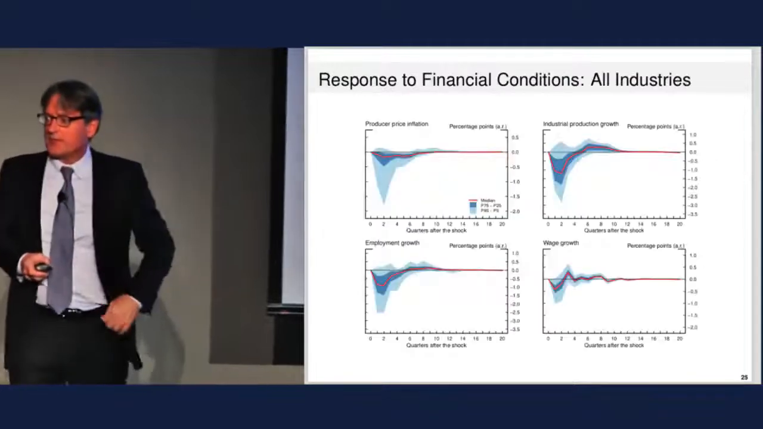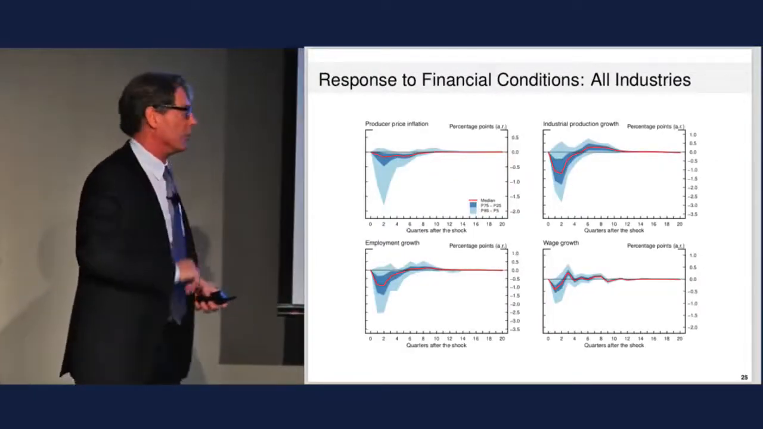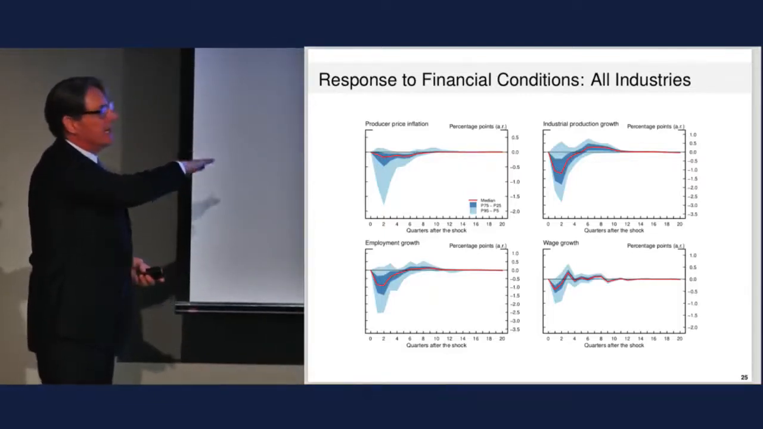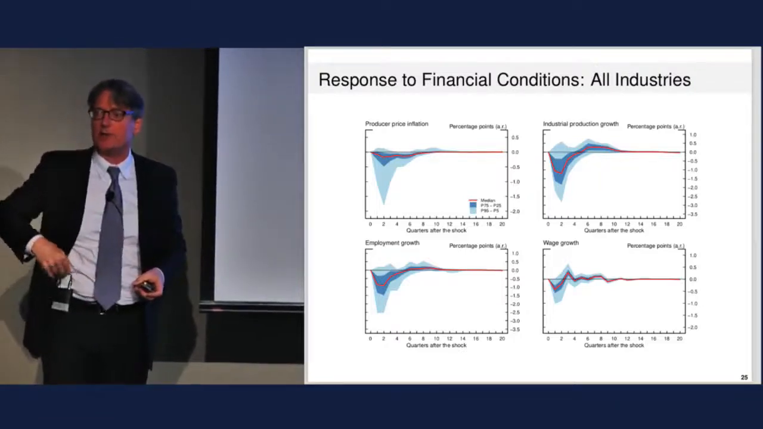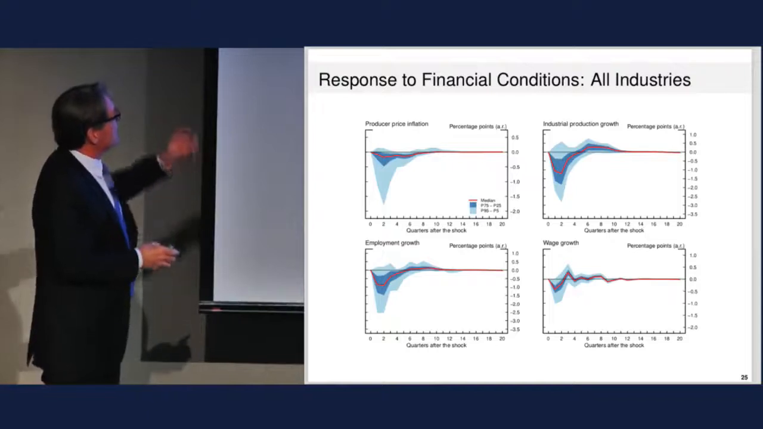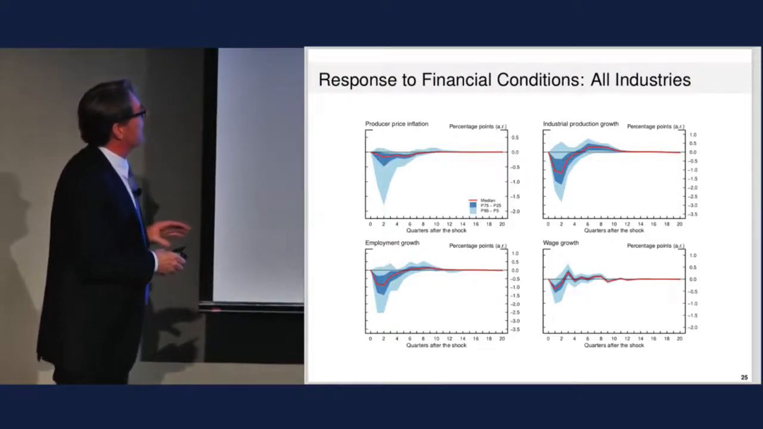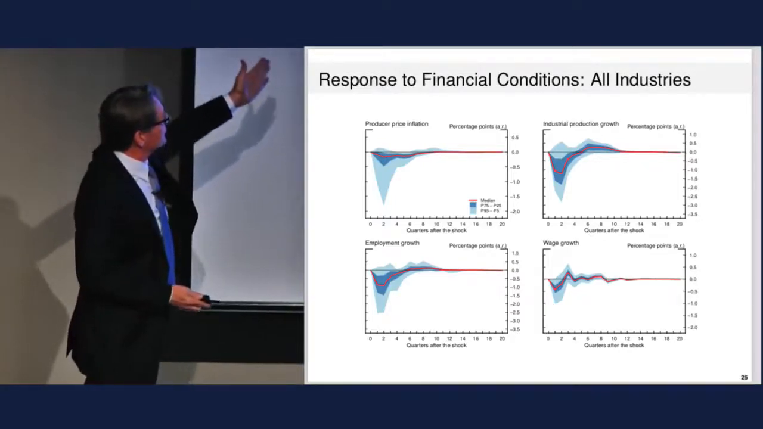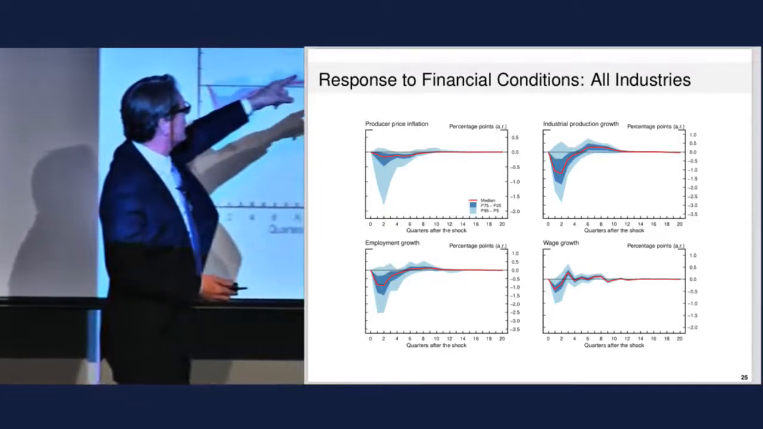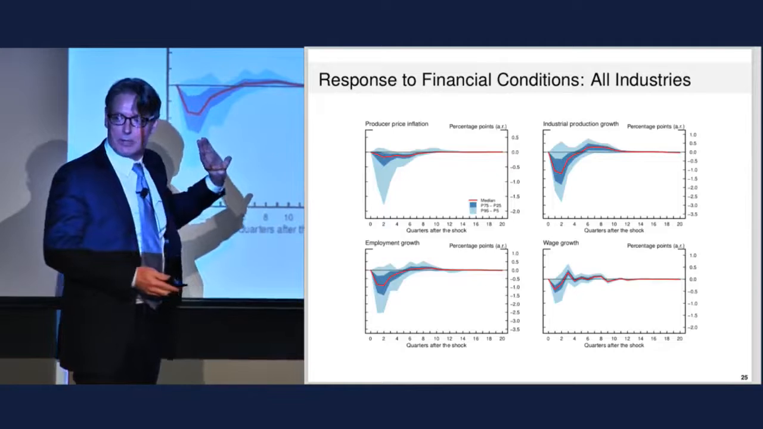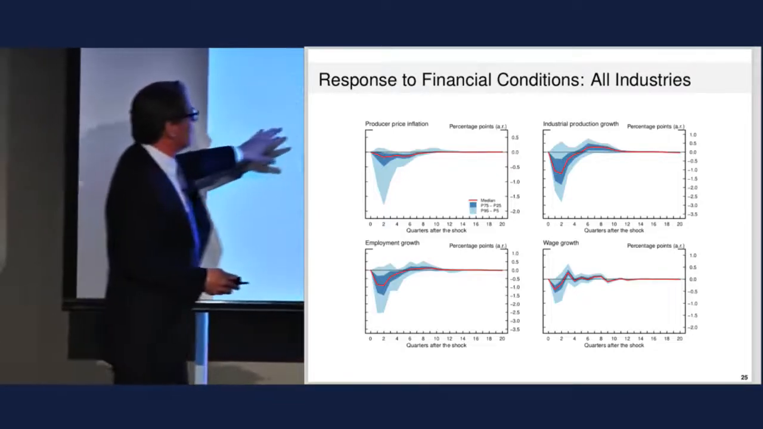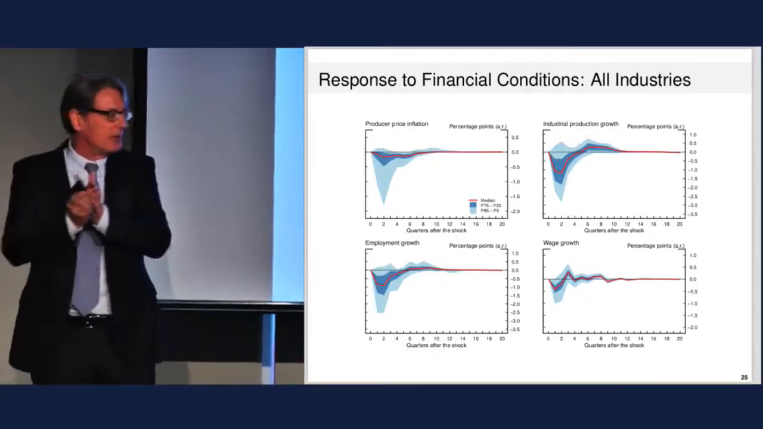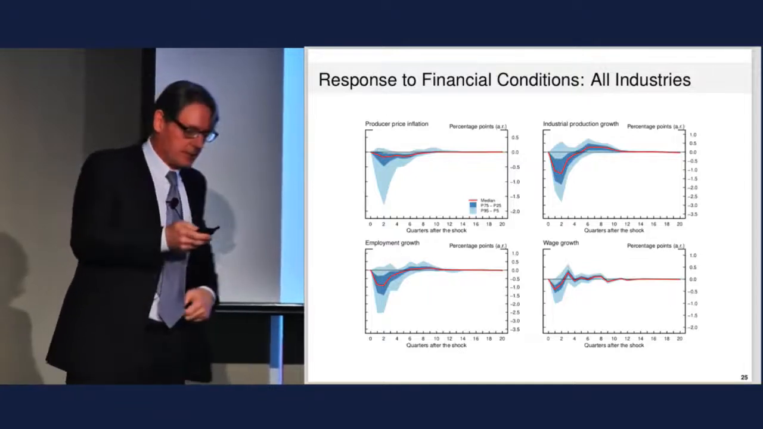Okay, so this is the impulse response to this financial conditions index, if you will. It's going to be a tightening of financial conditions, and the red line you see is the unweighted median response across all industries. The dark blue is the interquartile range, and the light blue is the fifth to 95th percentile range. Producer price inflation is falling, industrial production is falling. These are all just growth rates, so I'm not leveling these up. Employment growth is falling, and there's some slackening in the wages. So output and prices are moving in the same direction, and it very much looks like a demand shock in that sense.